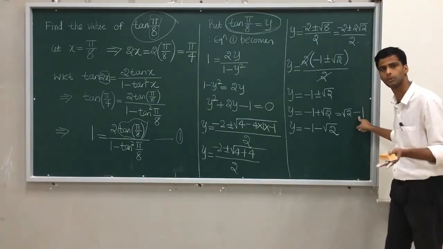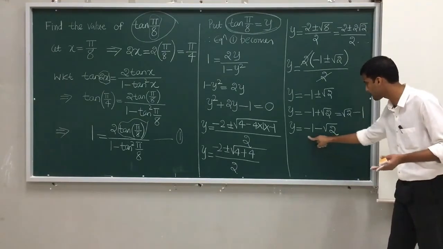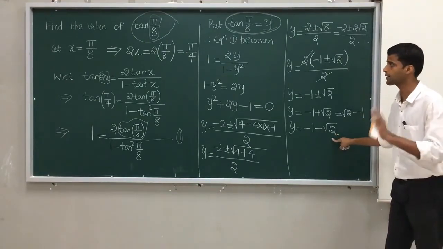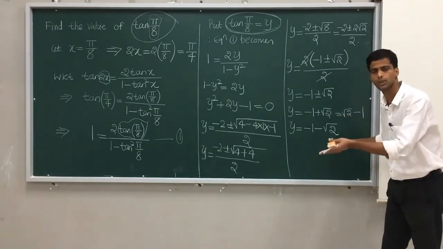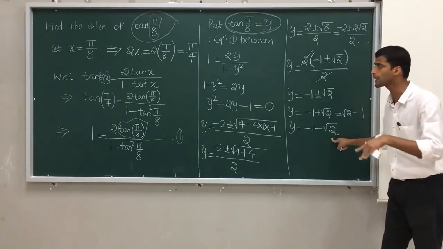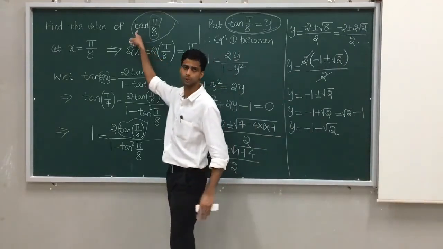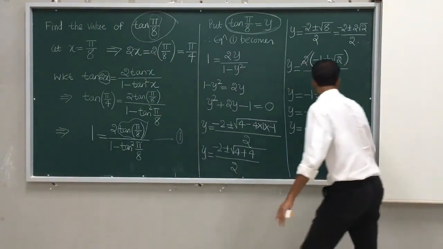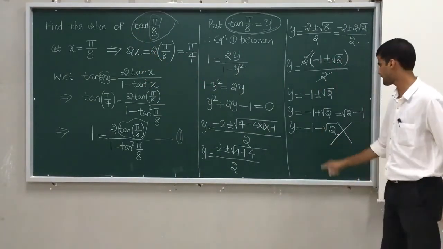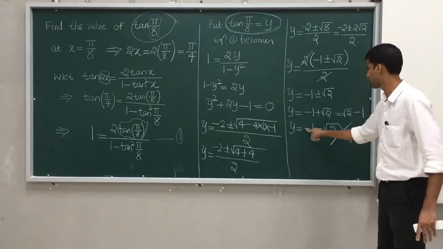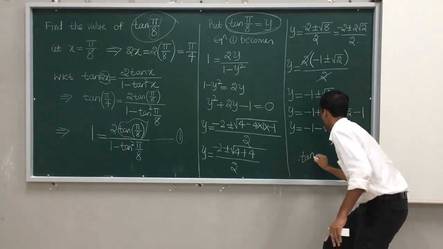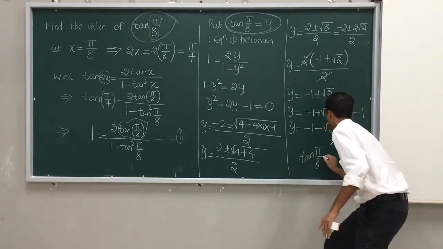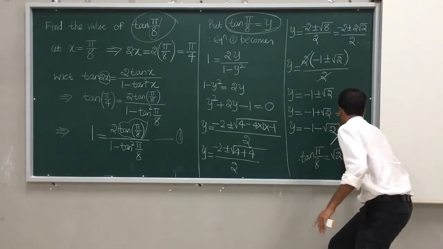That is positive, but the other is a completely negative answer. And I told you in the beginning that pi by 8 will come in the first quadrant only. In the first quadrant, according to the ASTC rule, tan is positive. So I will neglect this answer because it gives me a negative answer. Therefore, as y is tan pi by 8, tan pi by 8 is √2 - 1.